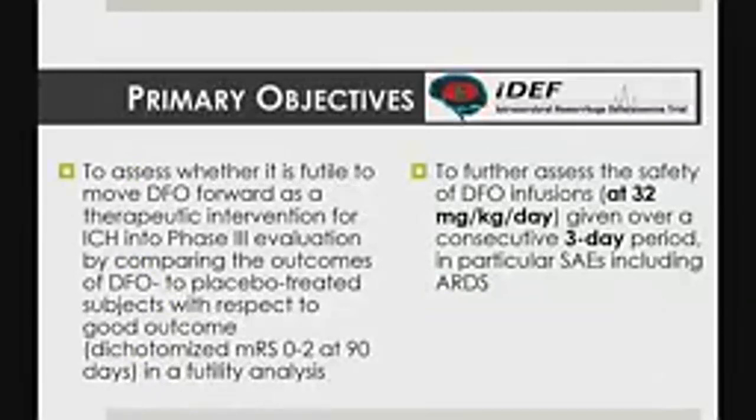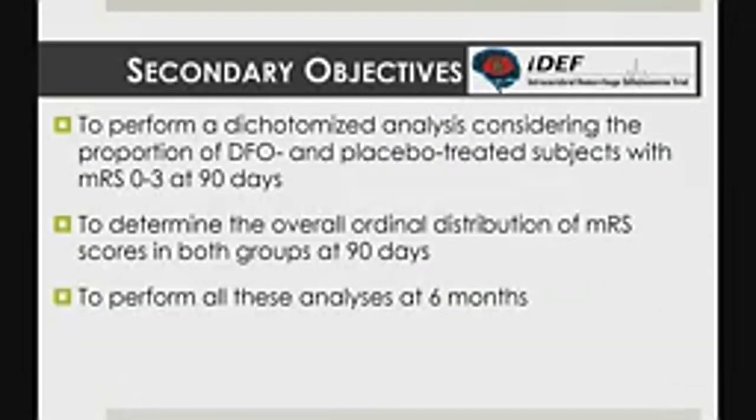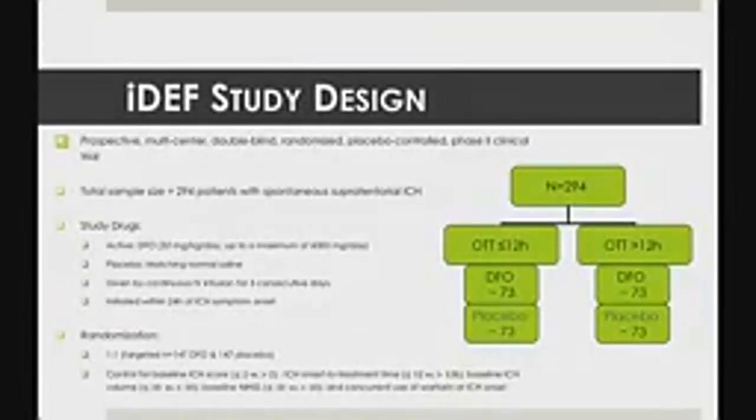So it was basically the same study, but now it's IDEF, which stands for intermediate dose deferoxamine, but the same objectives. As I mentioned before, our primary outcome was modified ranking 0 to 2, but we also wanted to look at modified ranking at 0 to 3. We wanted to look at the ordinal distribution across the entire MRS score, and we wanted to look at these analyses at 6 months.